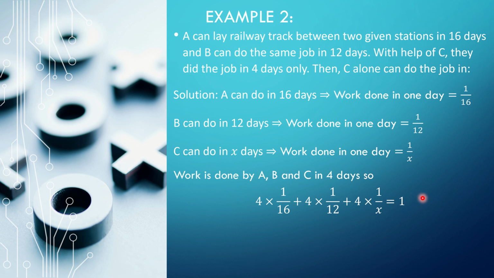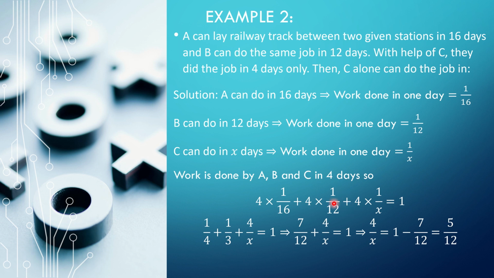If you simplify and solve this for X, we have 1 by 4 plus 1 by 3 plus 4 by X is equal to 1, which, after taking LCM and simplifying, gives 5 by 12. So this is the fraction of work done by C in 1 day, that is 4 by X, so X is equal to 48 by 5. This is the time taken by C if he works individually.